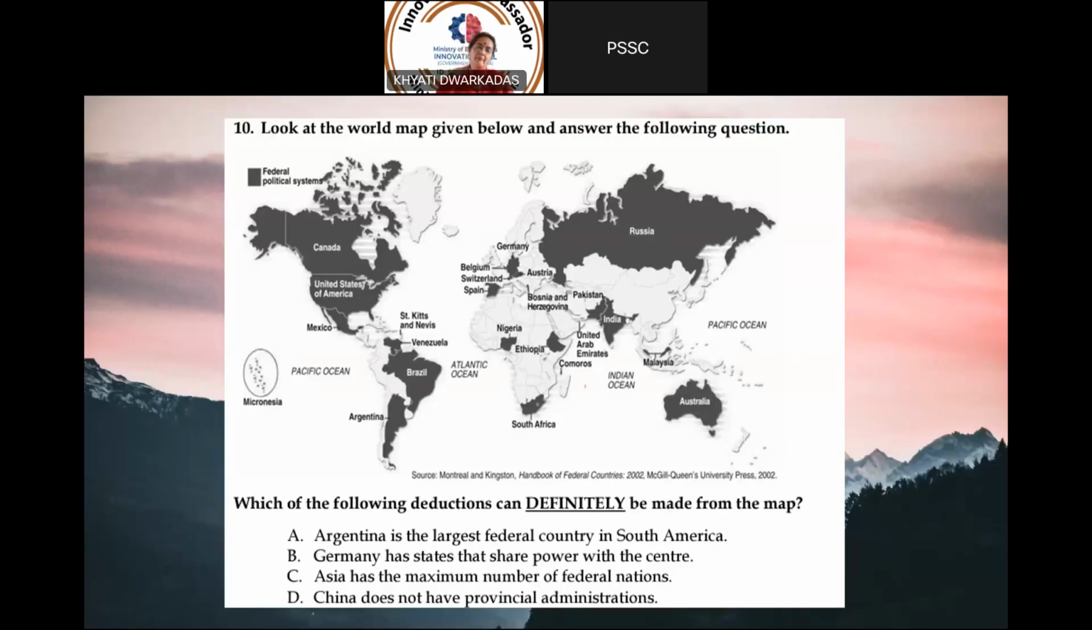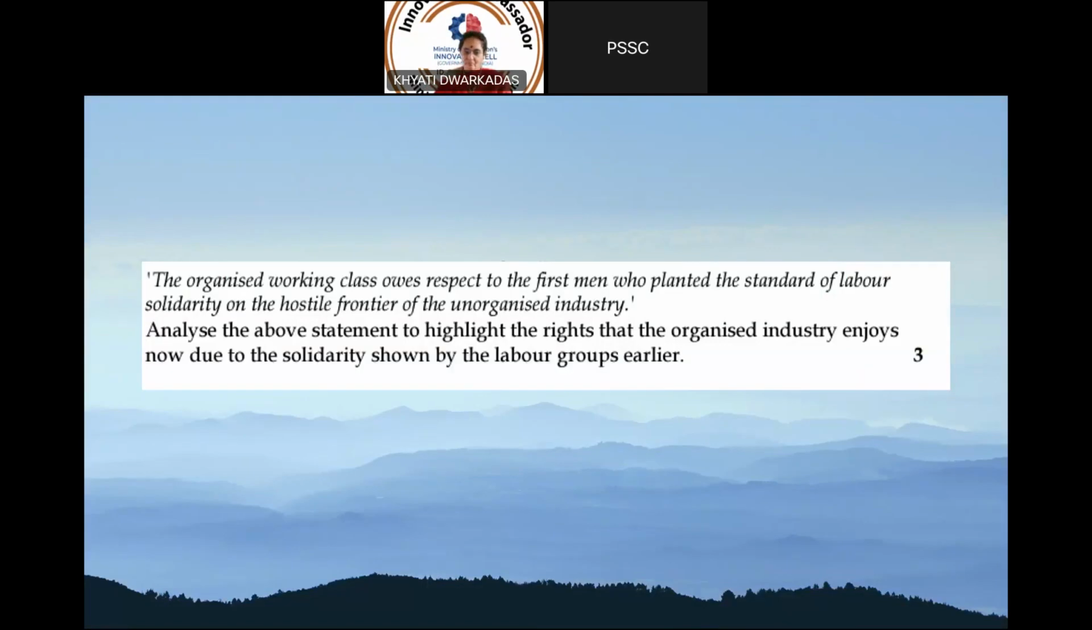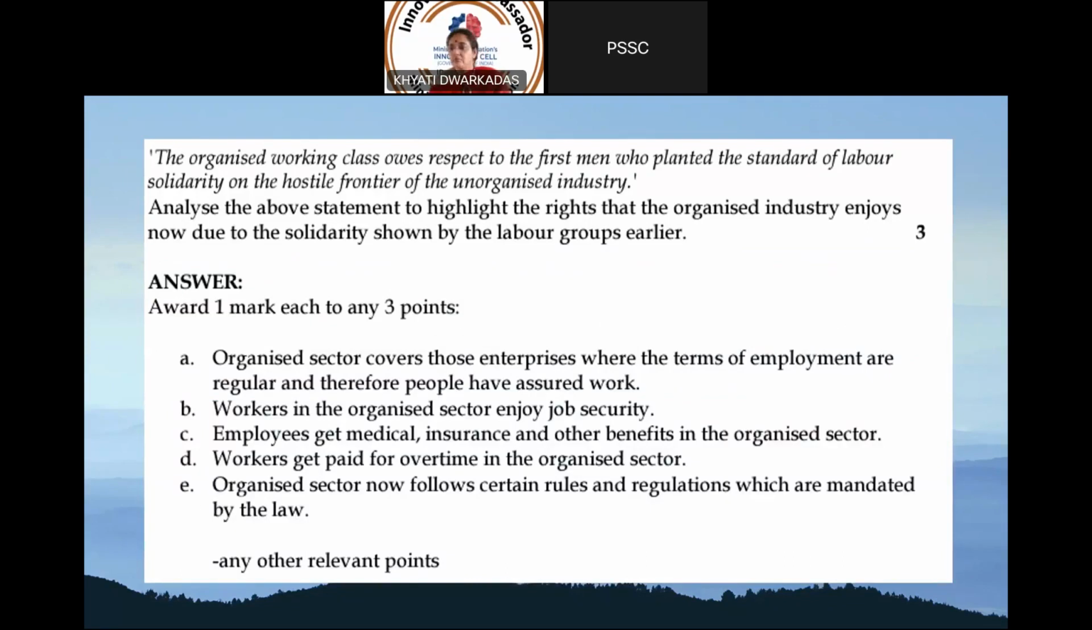Look at the map. Which of the following deductions can you definitely make? So let me look at the answer and show you. The answer was B, Germany. If we are looking at a federalism map, you can't look at China. China is non-federal. So you could have had any of these points to give you a full 3-mark answer.